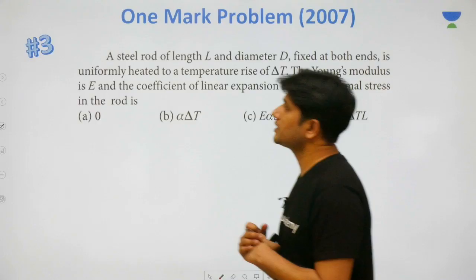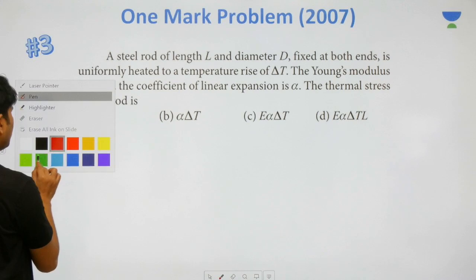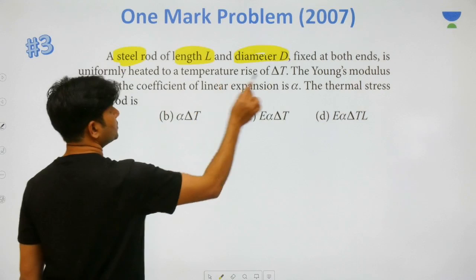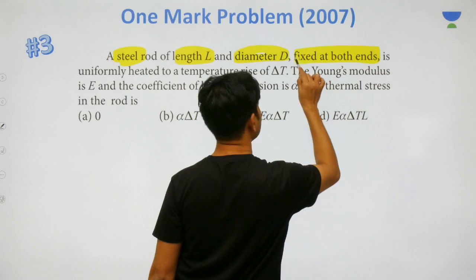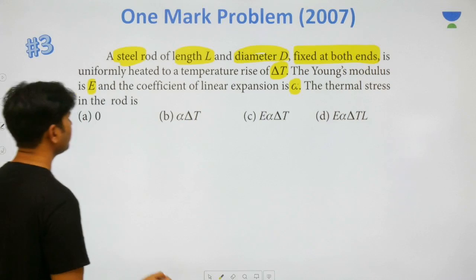Solving this 2007 problem that they asked for 1 mark. This particular problem says that we have got a steel rod of length L and diameter D, and this is fixed at both the ends. Now this is a useful information. This is fixed at both the ends, and we are raising the temperature by delta T. Young's modulus is E and coefficient of thermal expansion is alpha. They are asking for the thermal stress of the rod.